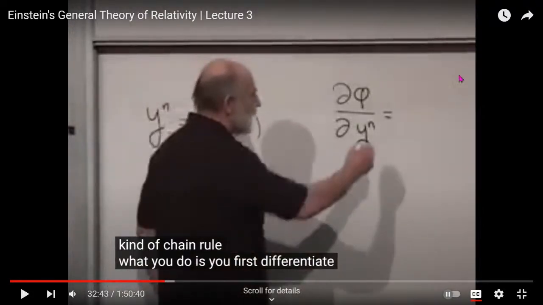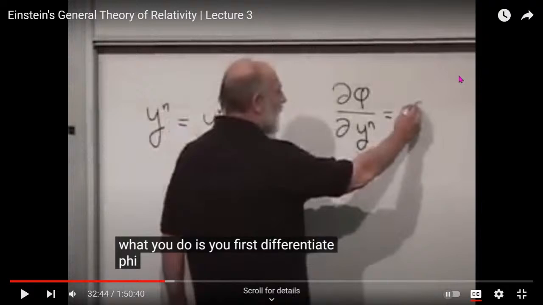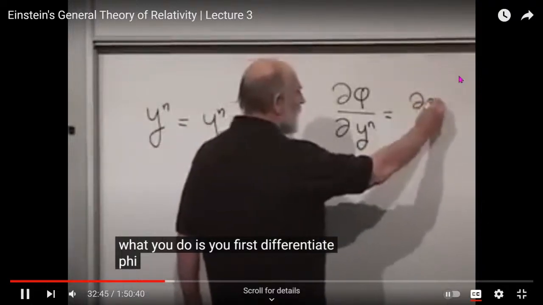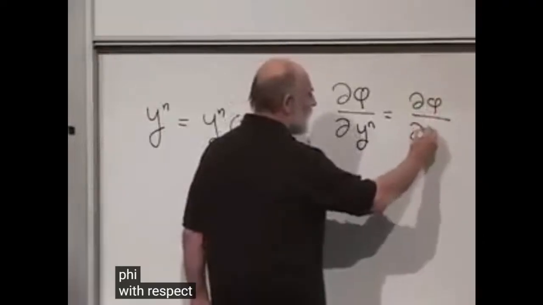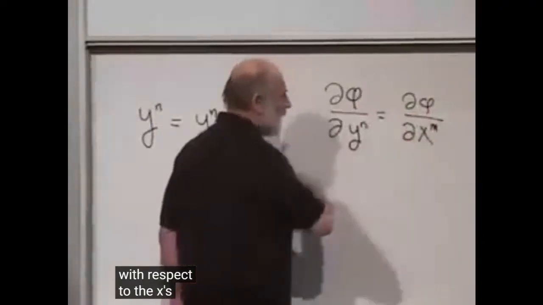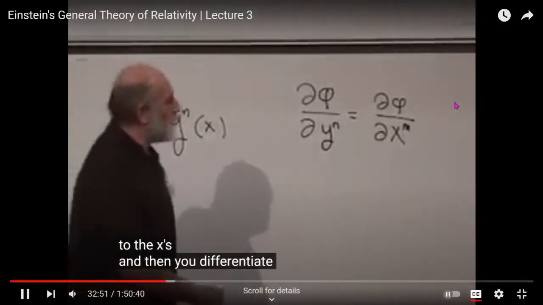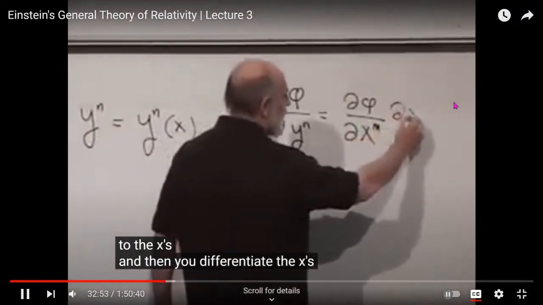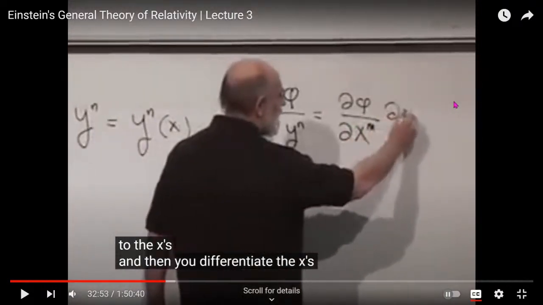That's interesting. What you do is first differentiate phi with respect to the x's, because you're looking at the coordinates as functions, I guess. And then you differentiate the x's with respect to the y's?